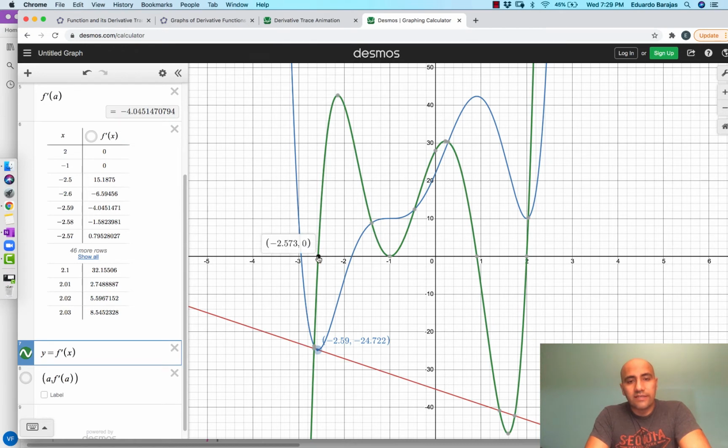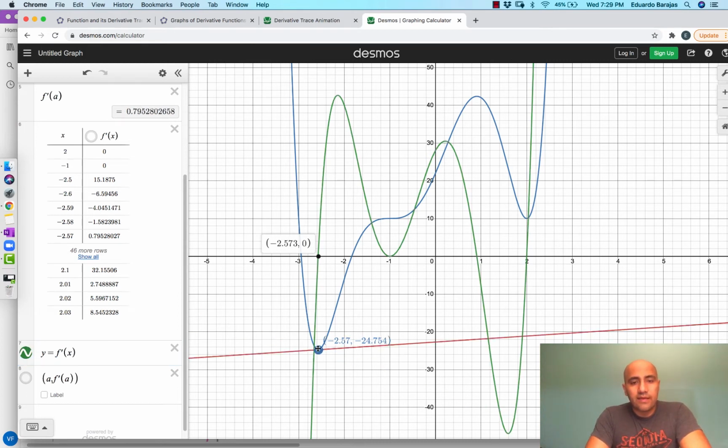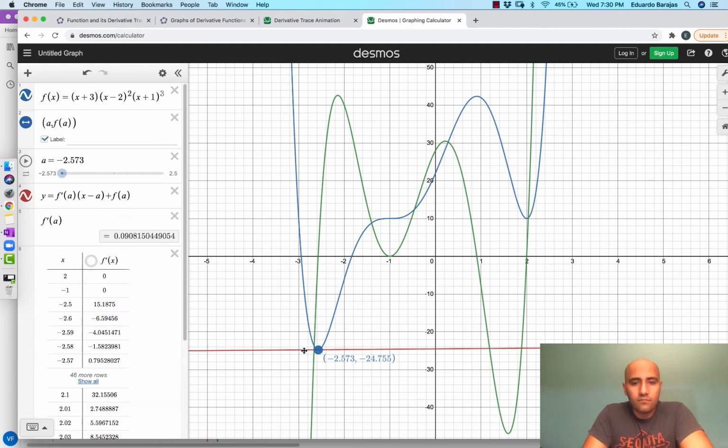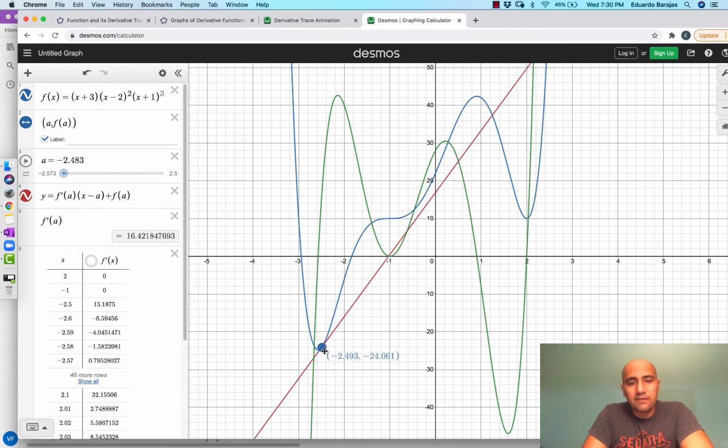So from Desmos, I can tell that it's going to be there. At negative 2.573, the slope is going to be 0. Okay, so if I can put that into here, I would get that. Okay, so we'll have a 0 there, and then it becomes a small positive after that. Small positive, bigger positive, bigger positive. That's why the green line gets bigger and bigger.